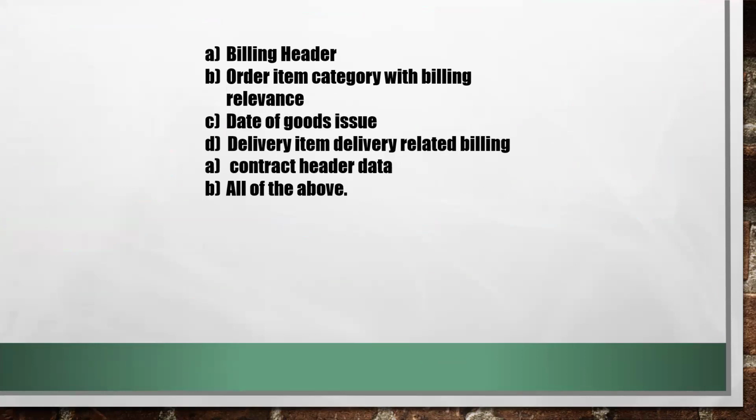You can choose at the item category level whether it is order related billing, delivery related billing, or target according to invoice quantity, like that. You'll have different options so that you can control. This is one of the key. B is the right answer.